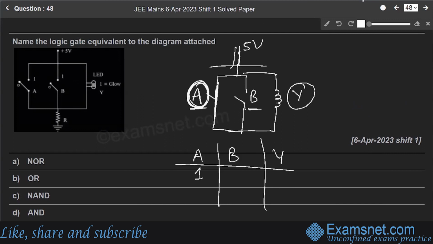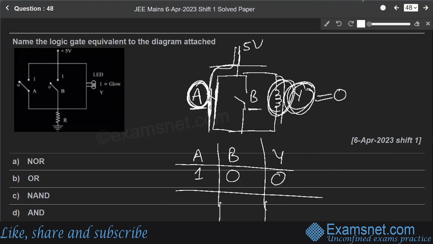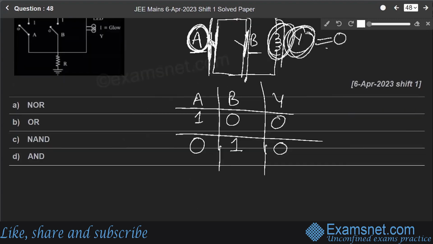If the current is flowing through here, A will be 1, B will be 0. Since the current is drawn from this path, there will be no current flowing through this resistance, so R will be equal to 0. And again, if this is a closed switch and this is an open switch, and the current is flowing from this direction, there will be no current here. This will be 0, this will be 1, this is 0.